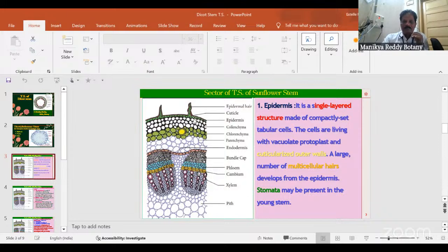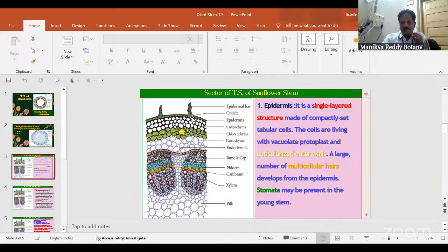On epidermis, you can find epidermal hairs. These epidermal hairs are also called trichomes. They are multicellular structures.